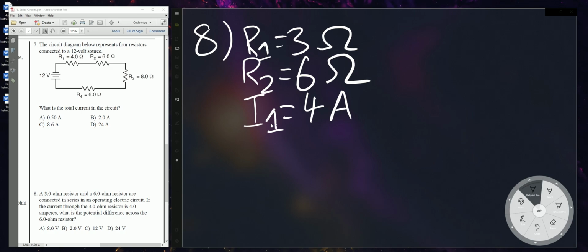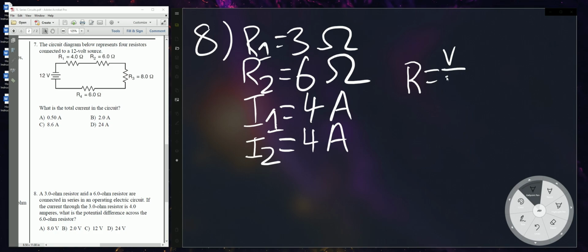Well, if we know that the current running through the first resistor is 4 amperes, the current running through the second resistor is also 4 amperes, and so that's the total current. So what is the potential difference across the 6 ohm resistor? There's a way to find that out. We're going to use R is equal to V over I, but instead of being total, we're going to take the individual resistor, because we want the individual voltage drop on the second resistor.